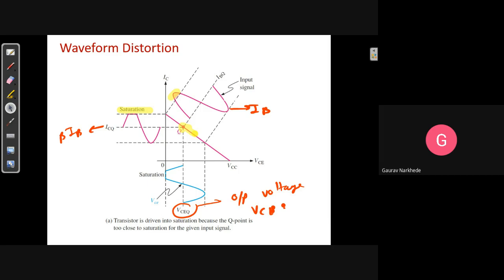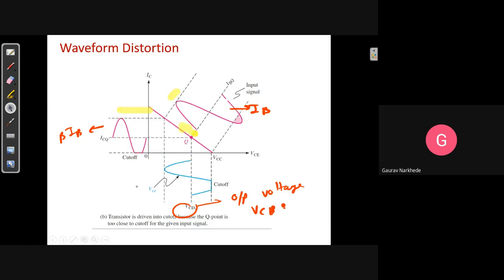Okay. Now, with respect to this, where was the Q point? Here. From here, where did it shift? Towards the cutoff region. If it shifts towards cutoff, then what will happen? Your negative part will be lost. Whenever the Q point is shifting towards the negative or cutoff region, the negative part will get clipped off, and that is called your distortion. So this is again called a distortion.